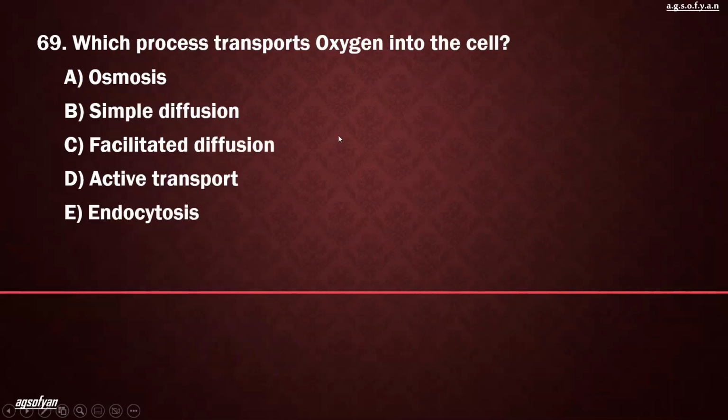Which process transports oxygen into the cell? I just mentioned that. Oxygen and carbon dioxide will use the same type of transport. What do you call it? Simple diffusion. So remember, oxygen and carbon dioxide use simple diffusion. Water uses osmosis.